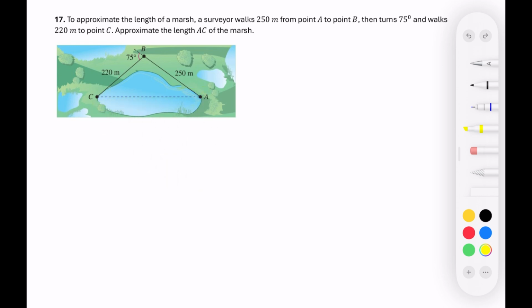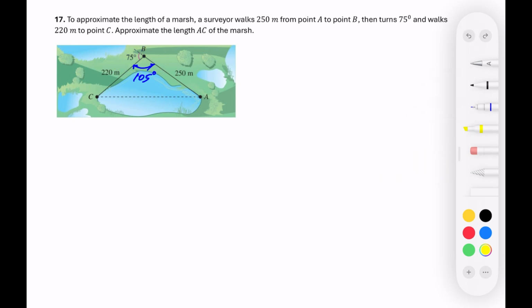You can see that the angle right here can be calculated easily. That angle should be equal to 105 degrees. Why is it 105 degrees? Because the angle right here is 75 degrees, and we know that the summation of the angles on a straight line with respect to a point should be equal to 180 degrees.